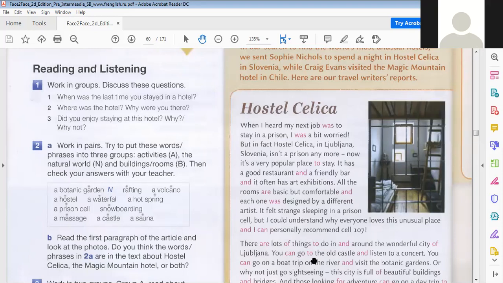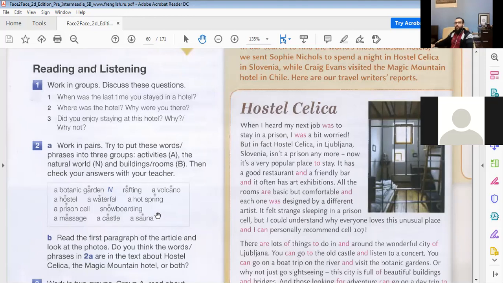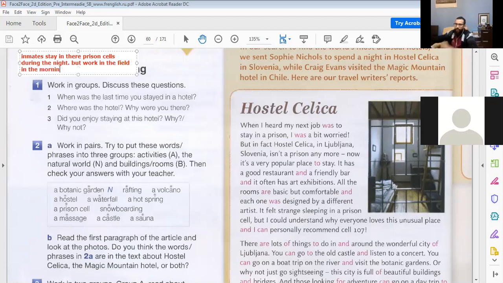I've never heard of that before. But you've heard about prisons, of course, right? Maybe I'd know the meaning if I found it in a sentence. Yes. Okay, so you can say inmates, or an inmate, of course, is a person who lives in a prison. So inmates stay in their prison cells during the night, but working in the field in the morning, maybe.